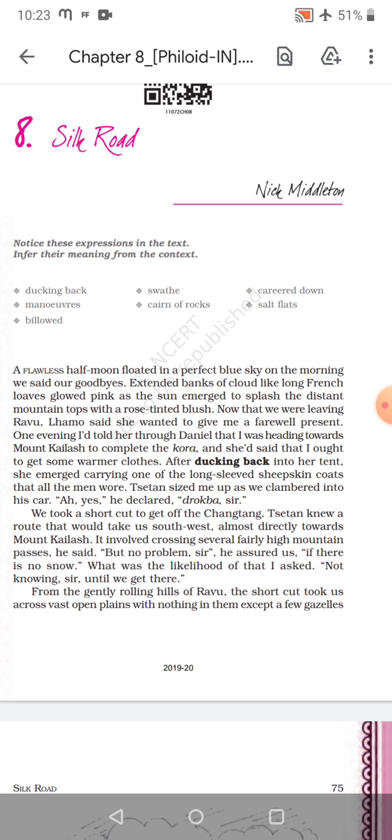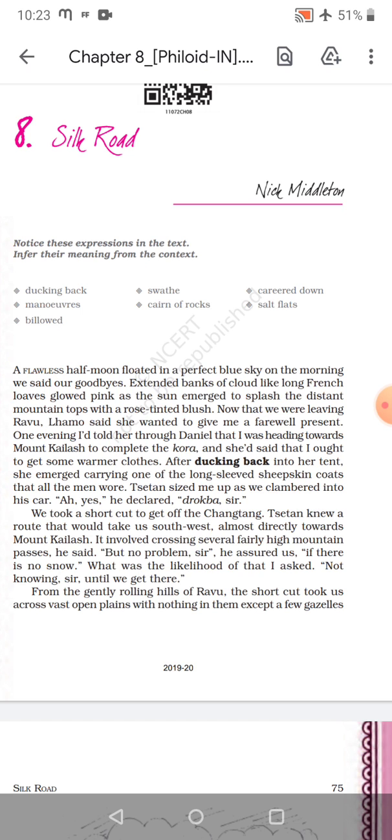So basically, this chapter is also about the writer going to a place called Mount Kailash. He's going on a journey, and this chapter is a part of a travelogue. Travelogue is when a writer writes about travel history or something about traveling, whatever he must have done. So that is known as a travelogue. So this chapter is also a travelogue, in which the writer tells about how he went to Mount Kailash and what happened in between. So let me start it now.